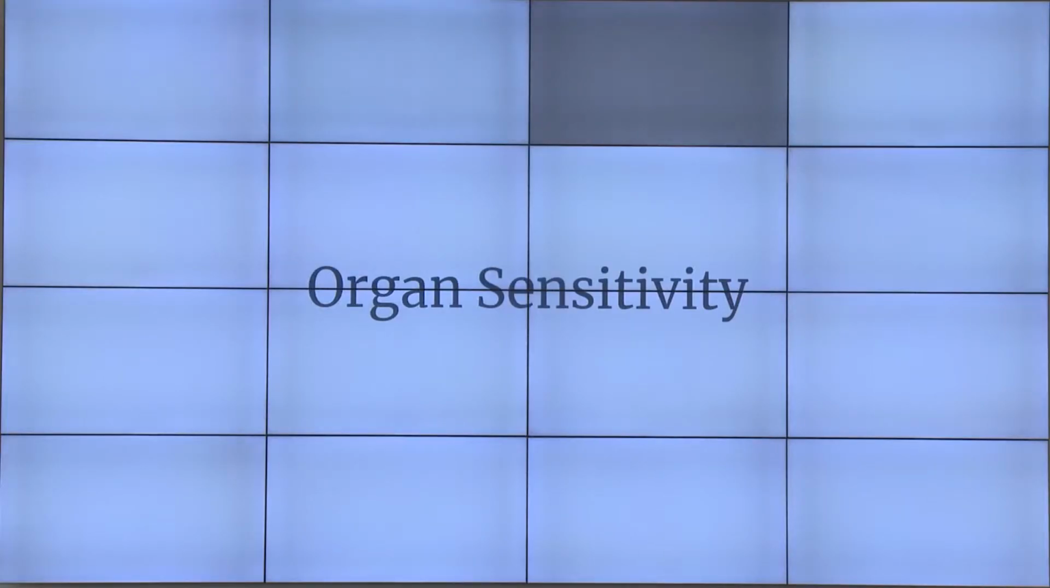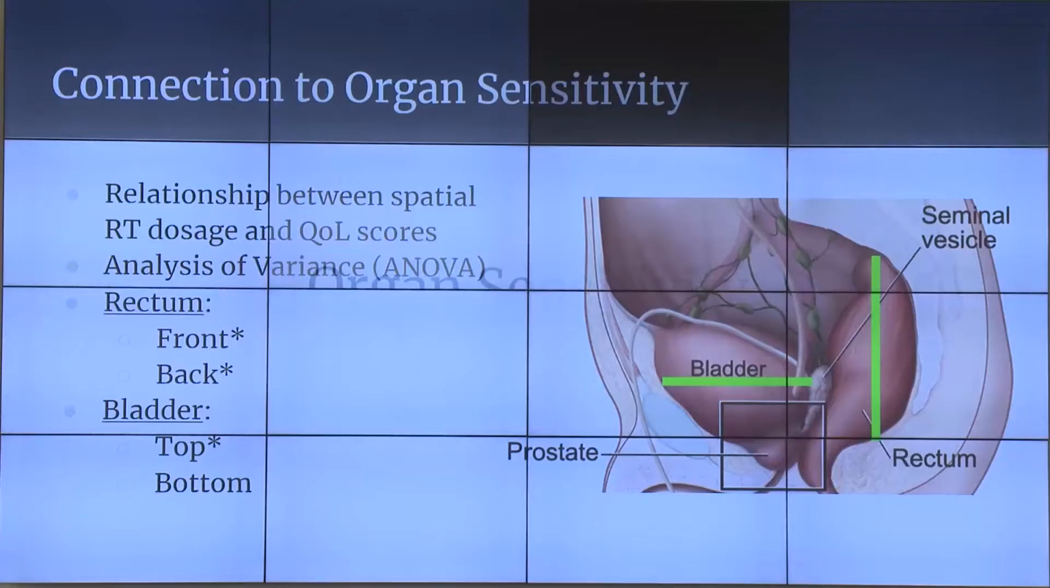But after this, we wanted to see how these results connect to organ sensitivity and see if there are any regions of the bladder and rectum that are particularly more sensitive to radiation. So we explored this relationship between spatial radiation dosage and quality of life scores by using analysis of variance, or ANOVA. To do this, we split the bladder into top and bottom and the rectum between front and back. And we looked at the distribution of radiation in both regions and how that changed based on whether or not patients manifested a change in symptoms.